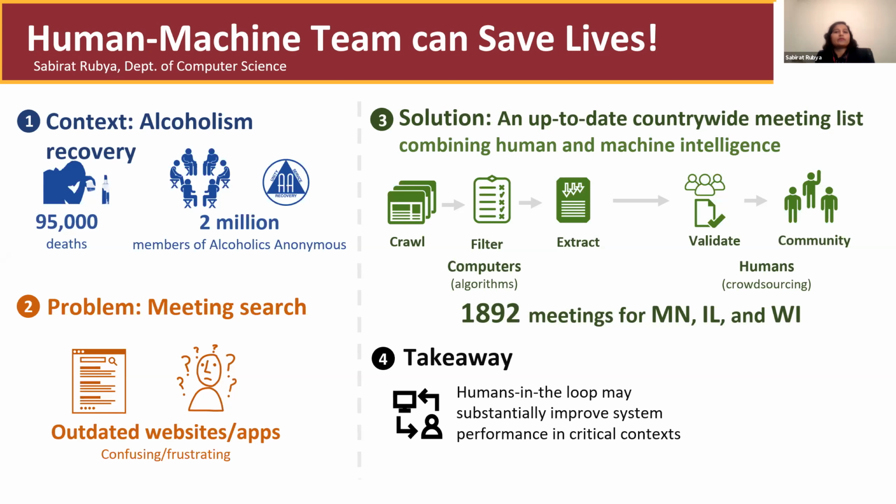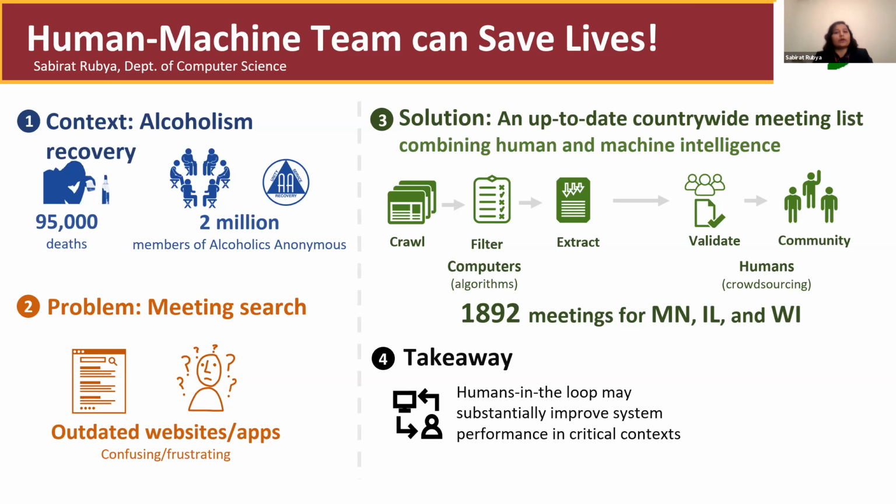So I'm trying to address this important problem by creating a countrywide AA meeting list that can also contain up-to-date information. I'm a computer science researcher, so I thought, well, let's automate this whole process of collecting the meeting schedules. I applied machine learning and pattern detection to develop a technique that can filter different web pages which may contain meetings, and then extract the time and location information for each of the individual meetings.